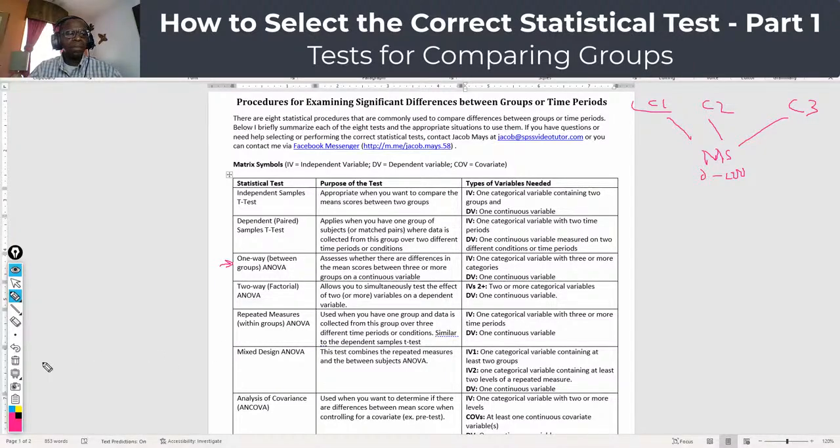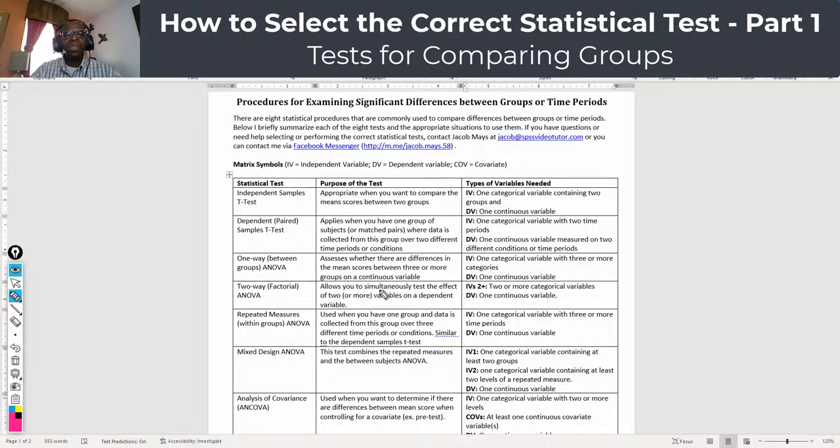Next, the two-way factorial ANOVA. Whenever you see a number in front of the word way, that means the number of independent variables. So if you see a 3-way, that means you have 3 independent variables. 4-way, that means you have 4 independent variables. But here we just have 2.